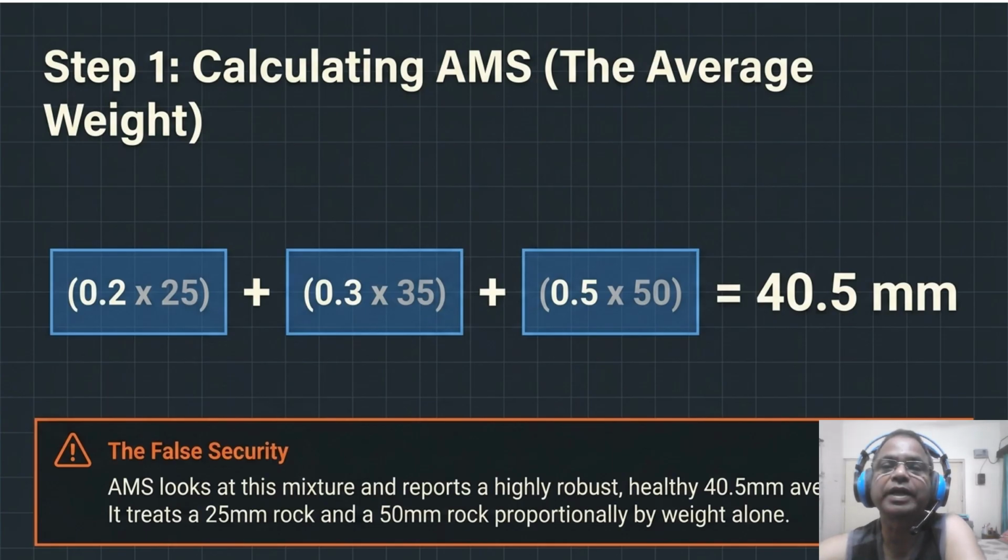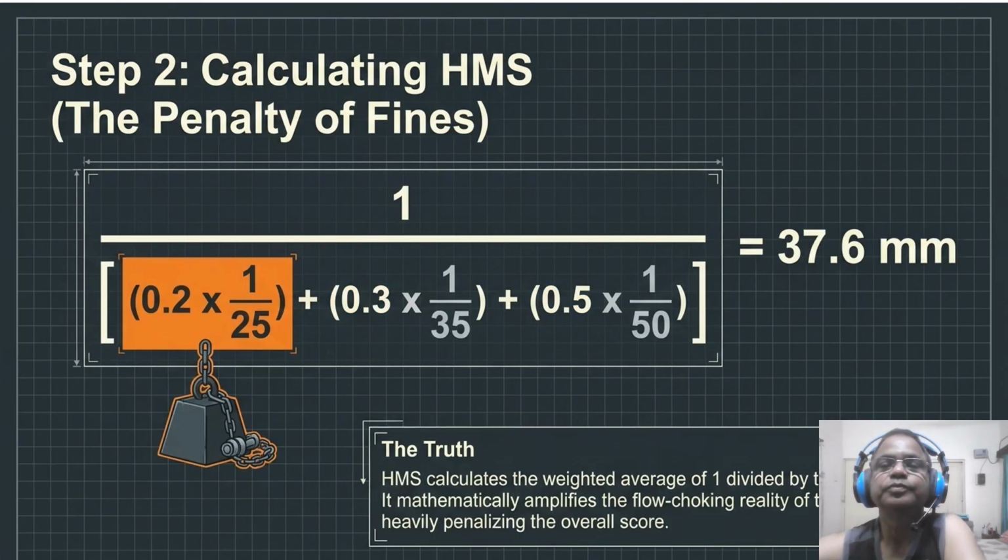So now let's look at the same mixture through the lens of the harmonic mean size formula. Calculating the HMS, now look at the change in the formula. HMS is calculated as the weighted average of 1 divided by the size fraction. Mathematically, this amplifies the flow-choking reality of those 25 millimeter fines. Notice how that small fraction pulls down the entire score. The result is 37.6 millimeters.